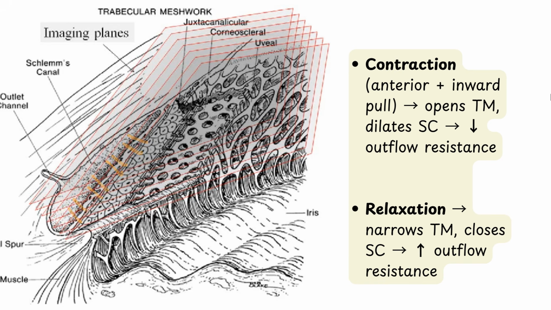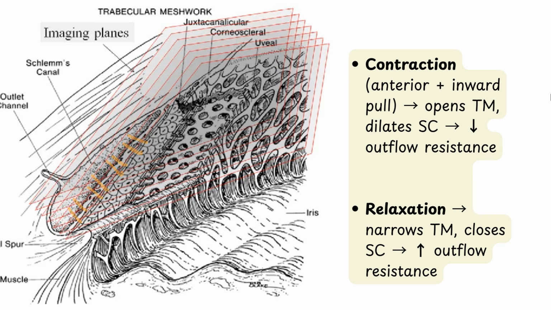Actually, the inner wall of the Schlemm's canal sends in processes, and even desmosomes connect these two structures. So if there's a movement in the trabecular meshwork, the Schlemm's canal is also going to move. So if the trabecular meshwork moves and opens up, the Schlemm's canal also moves, and this decreases the outflow resistance and increases the aqueous humor outflow. Alright, so contraction of the ciliary body improves the conventional outflow or the conventional pathway. Whereas if there's relaxation of the ciliary muscles, particularly the longitudinal ciliary muscle, there will be narrowing of the trabecular meshwork, and this closes the Schlemm's canal, and there will be increased outflow resistance.